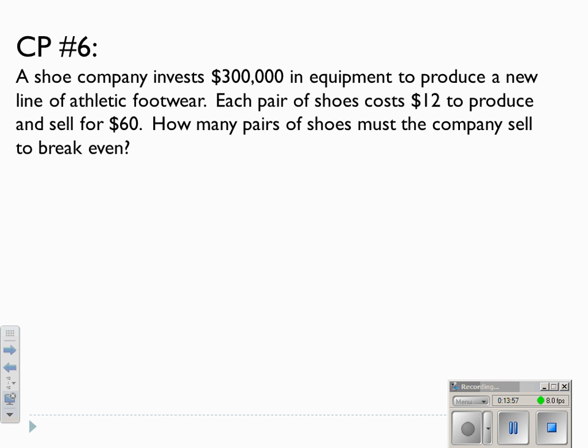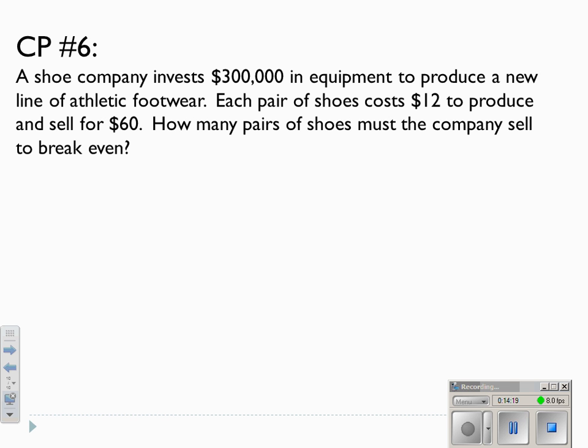So that break even point is that threshold of losing money versus making money. Example number 6 in your book is another one just like this. You can see that one yourself. I took the checkpoint problem, which is very close to the book one, but one number is different. A shoe company invests $300,000 in equipment to produce a new line of athletic footwear. Each pair of shoes costs $12 to produce, and they sell for $60. How many pairs of shoes must the company sell to break even?